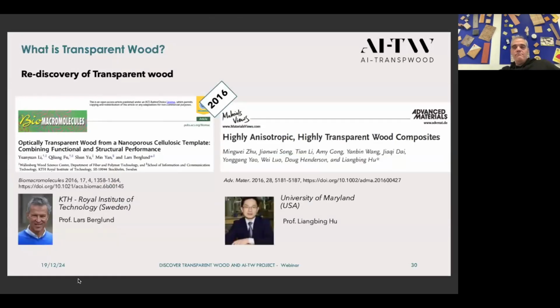This concept was unreasonably abandoned for a lot of years until 2016, when two different research groups, not working together, published the first two pioneering works on transparent wood. One was from KTH, Professor Lars Berglund, and one was from the University of Maryland in the USA, from Professor Liangbing Hu.